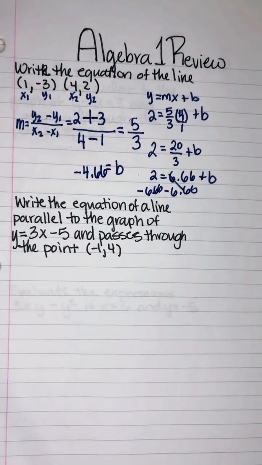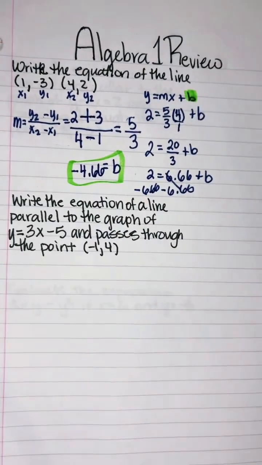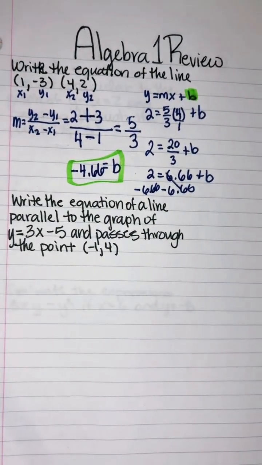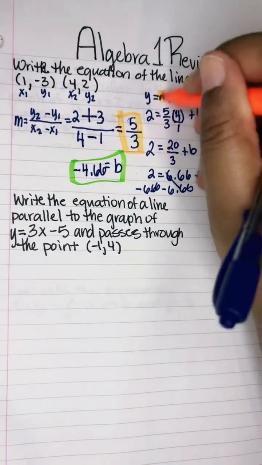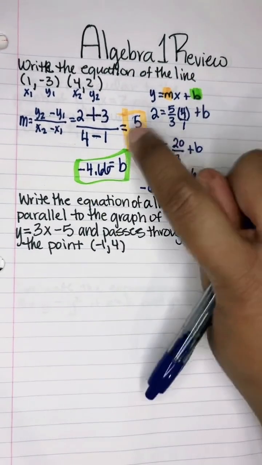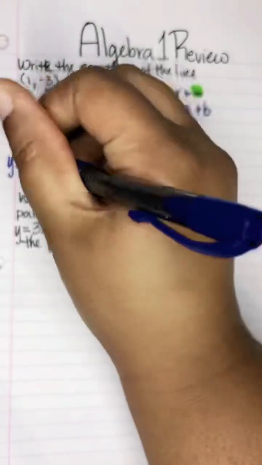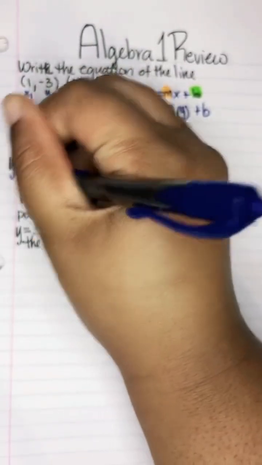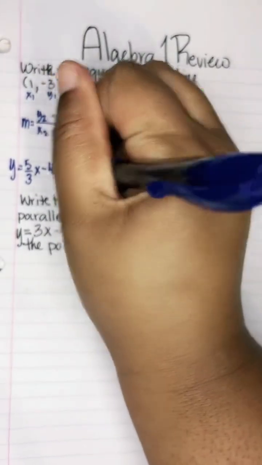So now that we have our B, which is right here, and we have our M, which is right here, now we can just write our equation. We just have to plug in this number for B and this number for M. So we would have y equals 5/3 x minus 4.66.